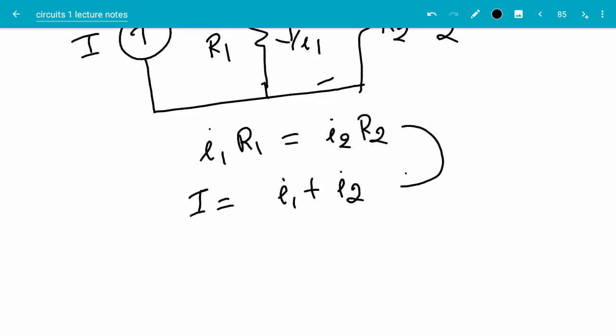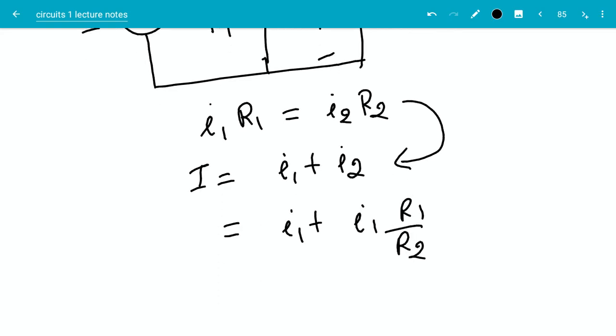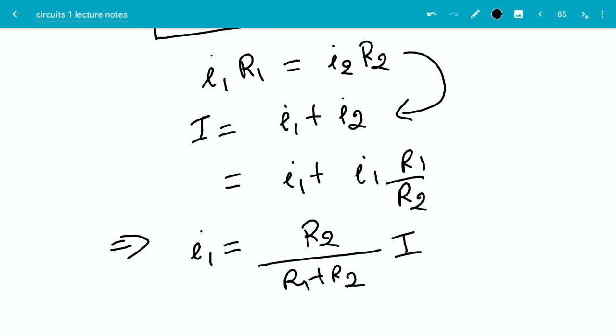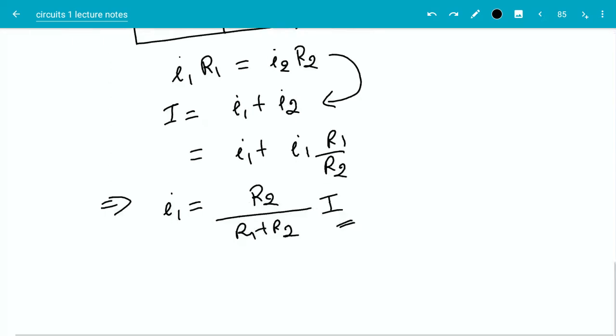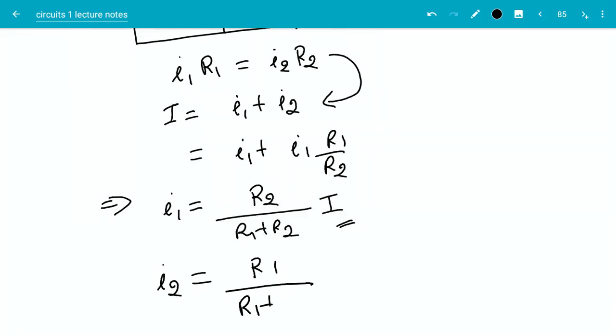I can substitute for I2 in here, and I get this equation, which means I1 is R2 divided by R1 plus R2 times I. Note that in this case, the current I1 through R1 is proportional to R2, and the current through R2 will be proportional to R1. That means I2 will be equal to R1 divided by R1 plus R2 times I.